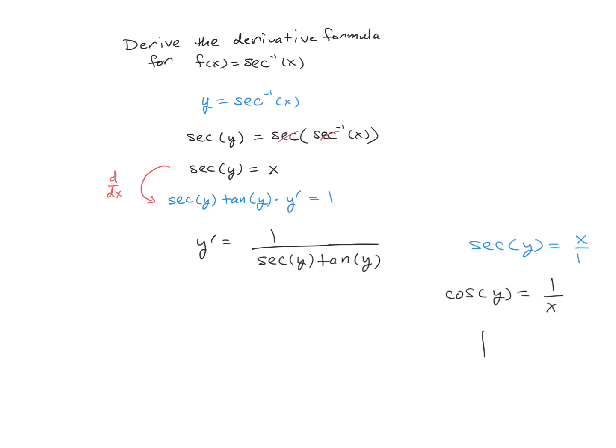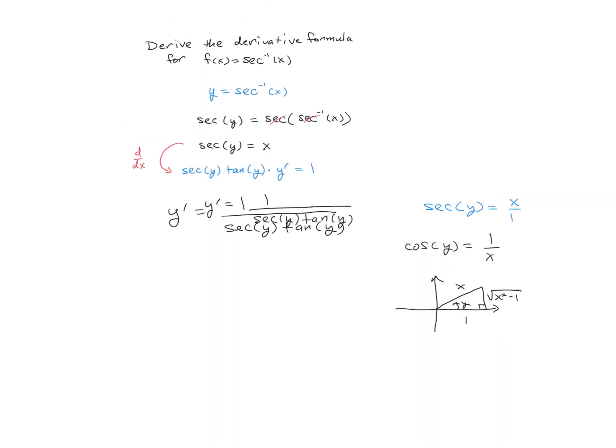And now we'll draw a right triangle that has this information. So we're going to have our angle y inside of the triangle. And remember, cosine is adjacent over hypotenuse. So that makes our third side the square root of x squared minus 1. And we now have our information to decode this. So going back, we're going to have y prime equal to 1 divided by the product secant of y times the tangent of y.